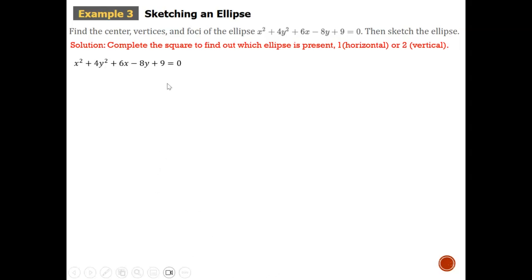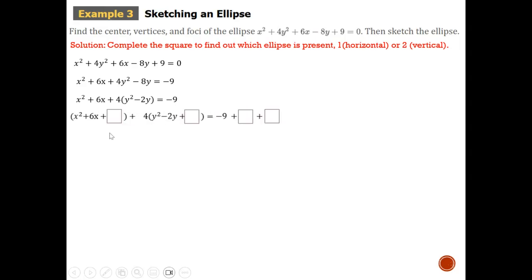Okay, so first here, guys, we're going to combine the x's and the y's, right? I put the x's with the x's, and I'm going to put the y's with the y's. And also, guys, at the same time, I subtract 9 from both sides. Now here, guys, the coefficient of y squared must be 1. So on the y's, I have to factor out a 4. This gives us x squared plus 6x plus 4, parentheses, y squared minus 2y, close parentheses, equals 9. Now the next step, we're going to complete the square.